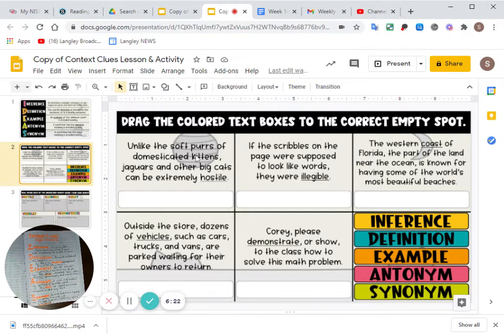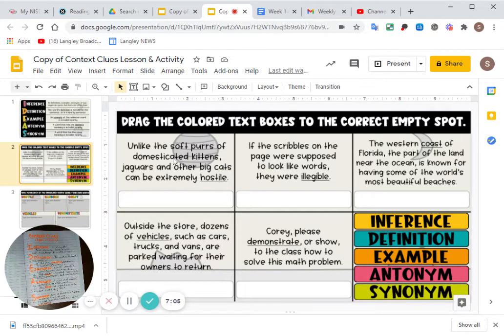What do we think? Do we think there is a word in here that might mean the opposite of hostile? Because think about jaguars and lions and tigers. Are they friendly? No, I don't think that would make sense if we said jaguars and other big cats can be extremely friendly. That doesn't make sense because they're wild. They're wild cats. So the top part where it talks about domesticated kittens, they're talking about the kittens that we keep as pets. When they're domesticated, that means they're tamed. They're kind of friendly. So do you think domesticated and hostile might mean the same?